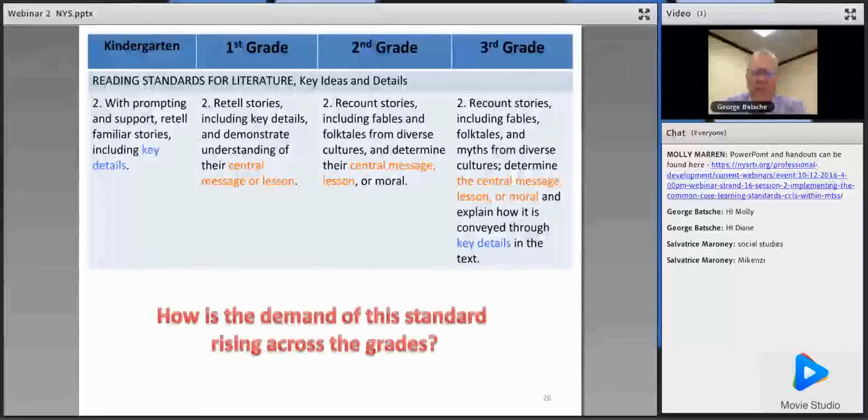Let's look at the 3rd grade standard. Recount stories, including fables, folktales, and myths. Determine the central message, lesson, or moral, and explain how it's conveyed through key details. The same words in the 3rd grade standard appear in the kindergarten standard. What is different is this central message or moral and how it is conveyed through the key details. So you'll see that the rigor increases across time.